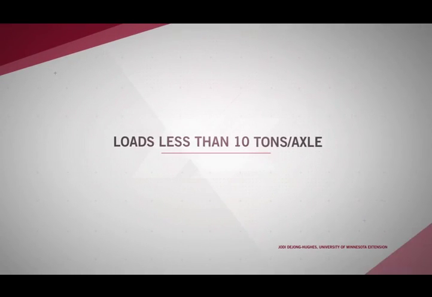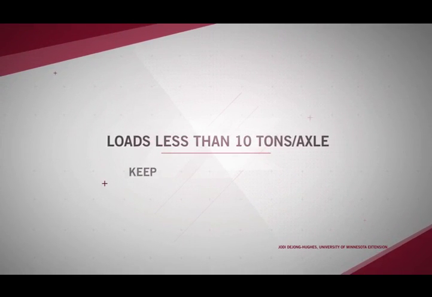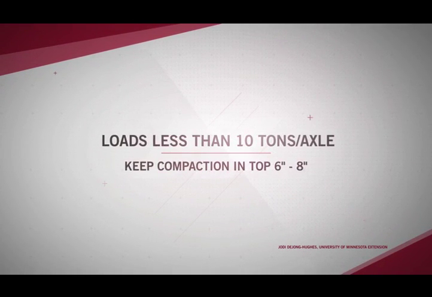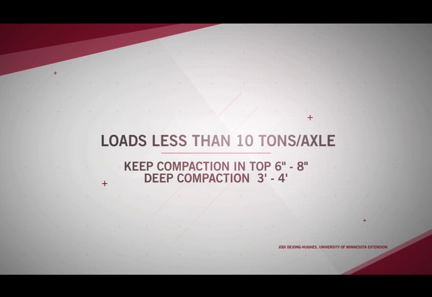Jodi DeJong-Hughes, a regional extension educator in crops and soils from the University of Minnesota Extension, says that axle loads less than 10 tons per axle can keep compaction in that top 6 to 8 inches of soil. She also says that axle loads of the heavy equipment that's used today can cause compaction as far as 3 to 4 feet deep. That's called deep compaction.